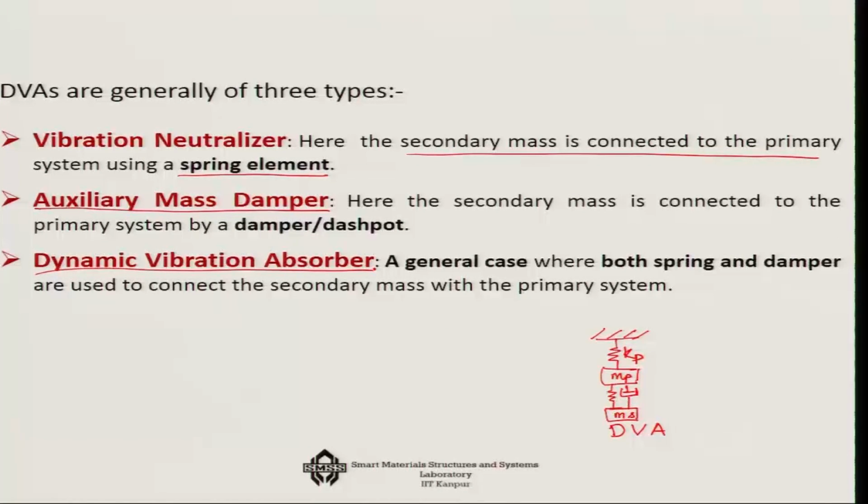So, DVA itself has three categories. The first special case is the vibration neutralizer, which, by the way, is also known as tuned mass damper, or TMD. That is another name for the same system. Then the second is the auxiliary mass damper, and then the dynamic vibration absorber.